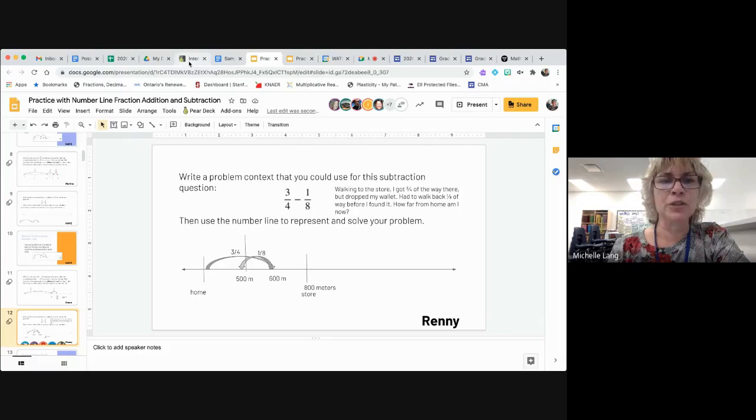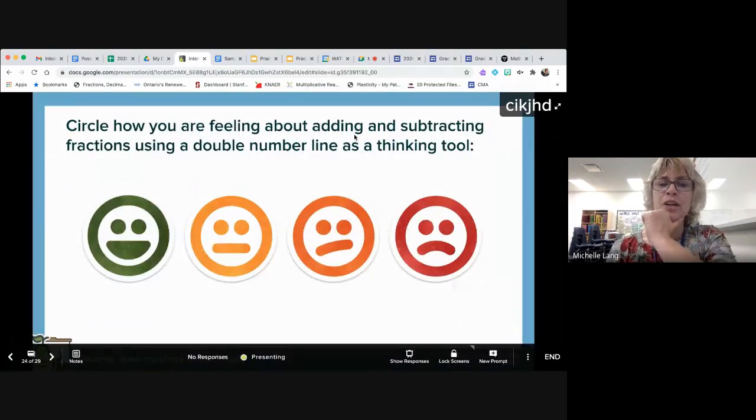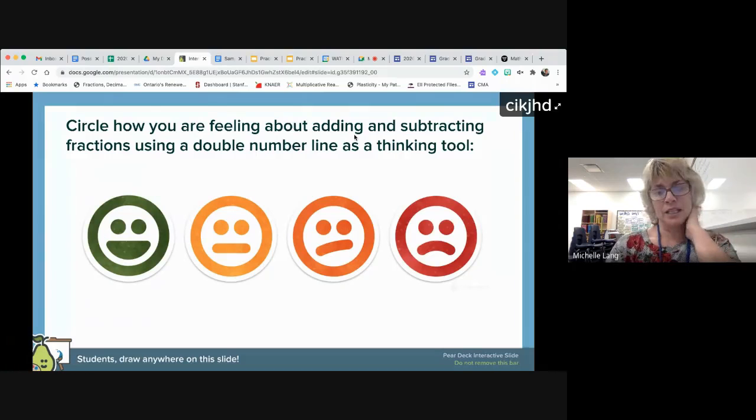Okay, I'm going to invite you back to the Pear Deck to once again let me know, how are you feeling about adding and subtracting fractions using a double number line as a thinking tool?